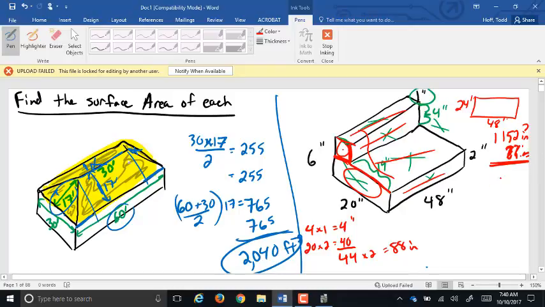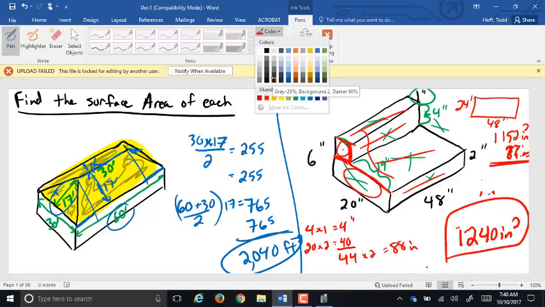Oh, so what does that end up being? 1152 plus 88, 1240? My pen will work. There we go, 1,240 square inches.